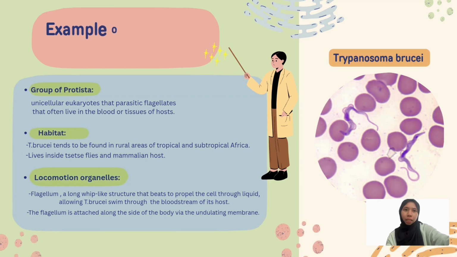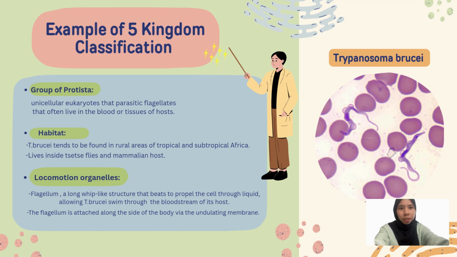The next slide is an example of the five kingdom classification. First, classification: we can see it is from the group Protista. Trypanosoma brucei is a unicellular eukaryote, a parasitic flagellate that often lives in the blood or tissue of hosts.